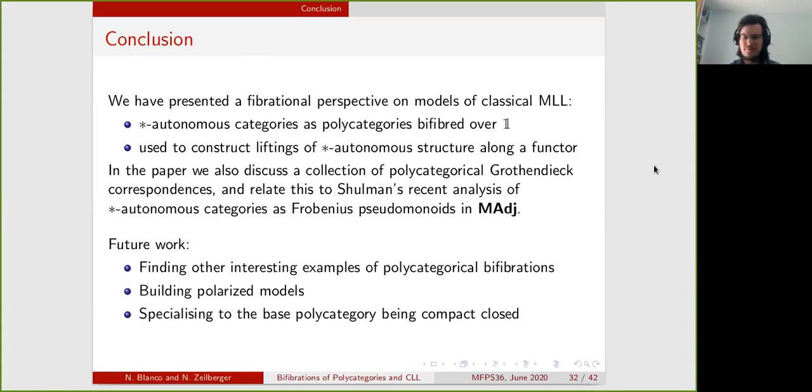Some future work that we'll be interested in is first finding other interesting examples of bifibrations of polycategories, then using bifibrations of polycategories to build polarized models for linear logic. And finally, we will be interested in looking more specifically at the case where the base polycategory is compact closed, which is, for example, true for vector spaces.